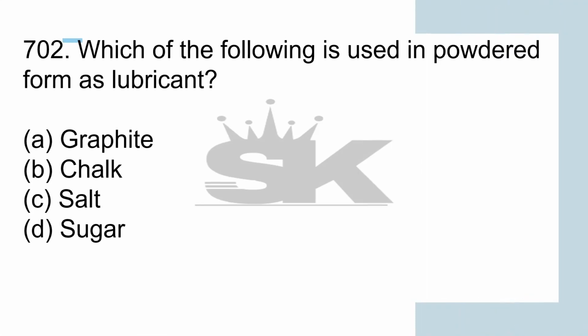Which of the following is used in powdered form as lubricant? So here the answer is graphite. Okay. Dry lubricants or solid lubricants are materials that, despite being in the solid phase, are able to reduce friction between two surfaces sliding against each other without the need for a liquid oil medium. Okay, the two main dry lubricants are graphite and molybdenum.